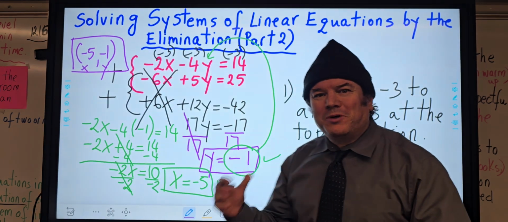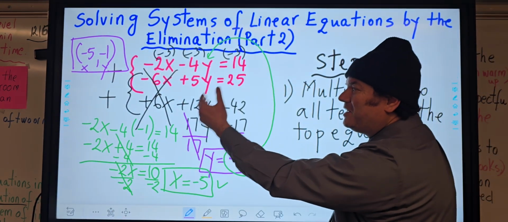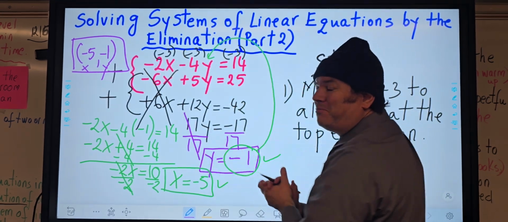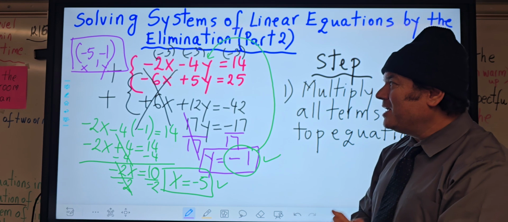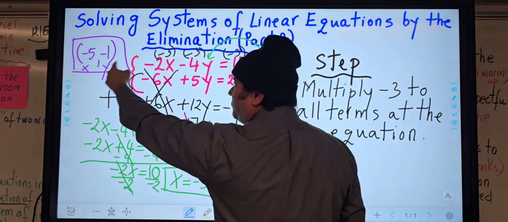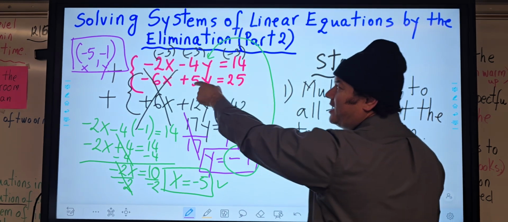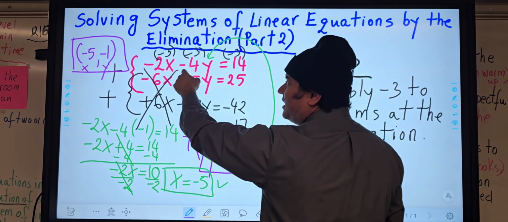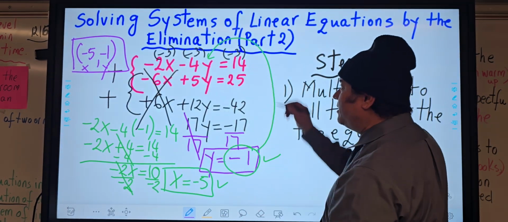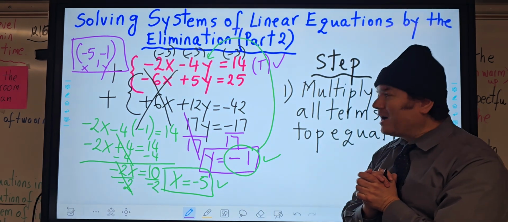And guess what we have to do next? We have to check to see if negative 5 and negative 1 is actually the answer, if it satisfies both of the original equations. So let's plug it in. We have negative 2, and instead of x we plug in negative 5. Negative 2 times negative 5 is positive 10. Minus 4 times negative 1, negative times a negative, positive. 10 plus 4 becomes 14. That's a true statement. So it works for the top equation.